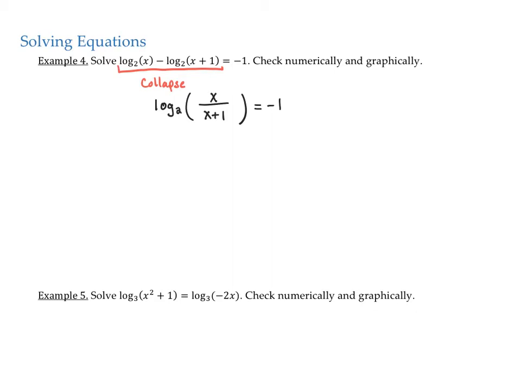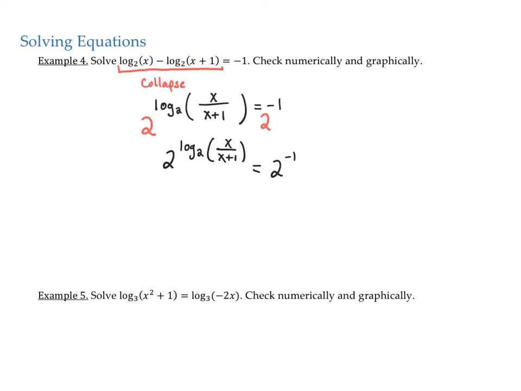Another way that we can do this, which I don't think you've seen yet, is we can exponentiate. And what we're going to do is make this whole entire equation the exponent of an exponential with a base of 2. So what I really have here, I'll just rewrite it so you can see, I have 2 to the power log base 2 of x over x plus 1 equals 2 to the -1.